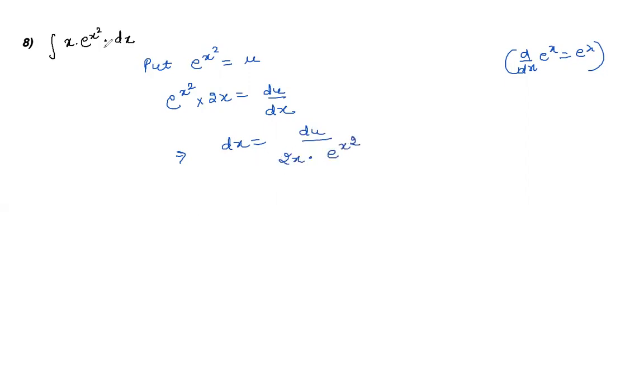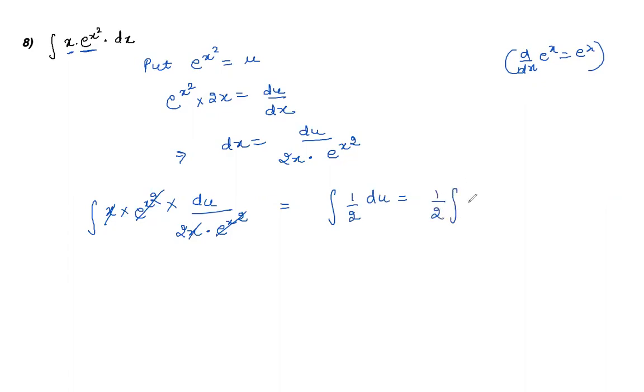I'll substitute the values again. So what I'll get is, I'll put x as x. Now I'll take this e raised to power x again the same. Now I have the value of dx equal to du by 2x into e raised to power x raised to power 2. So all the terms will get deducted eventually, and I'm left only with 1 upon 2 du. That is equal to 1 upon 2 integration of du. So I'll get the answer as 1 upon 2 u plus c.